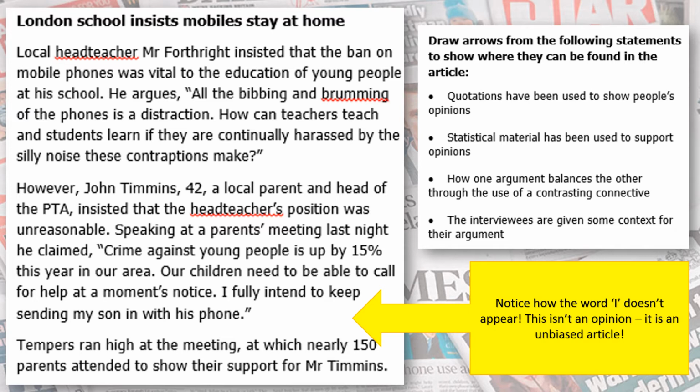Where have quotations been used? Where are the statistics used? And have those been embedded into the response? This is around about then a grade 3 to grade 4 minus example.